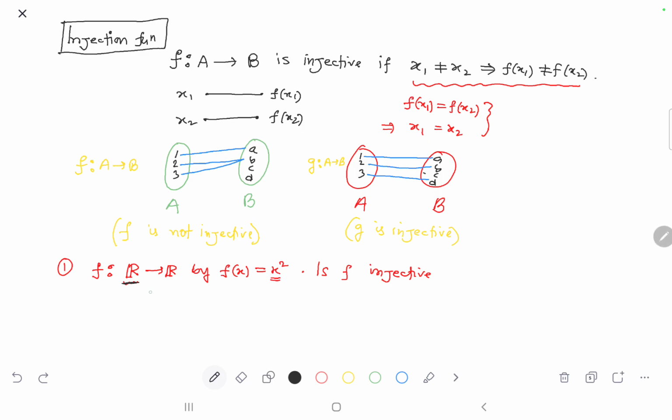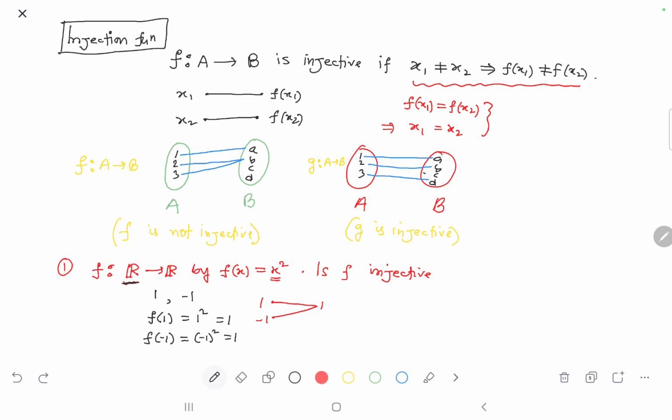Let me tell you. Take two elements, 1 and negative 1. F of 1 equal to 1 square, so this is 1. What is f of negative 1? That is negative 1 square, so 1. So it is not injective, because 1 maps to 1, and also negative 1 in the domain maps to 1.